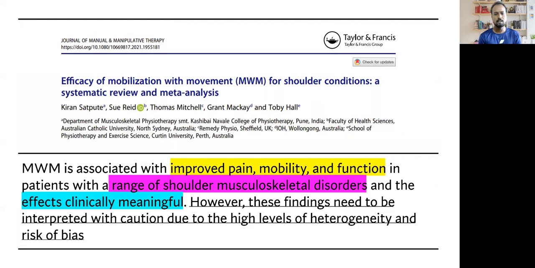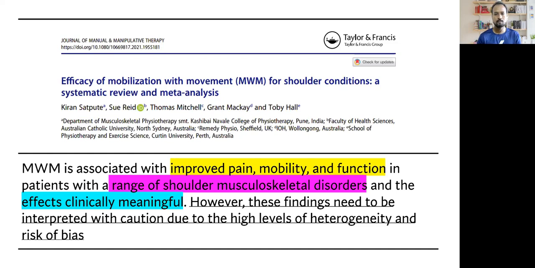getting quite a bit of popularity in certain circles in social media. This was published on the 2nd of August, just a few days ago. It's a systematic review with a meta-analysis. It looked at the efficacy of mobilization with movement for shoulder conditions. Mobilization with movement, as most of us know, is part of Mulligan's technique.